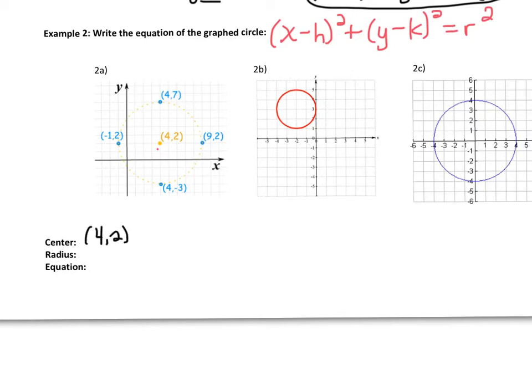The radius we're going to need to count. So I'm going to draw the radius right there. Let's count how many boxes that is. 1, 2, 3, 4, 5. All right, the radius is 5.